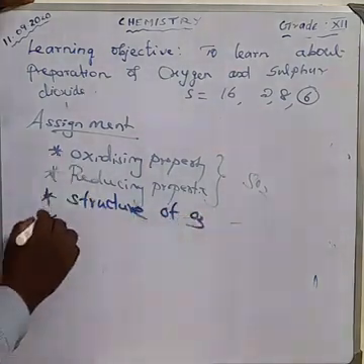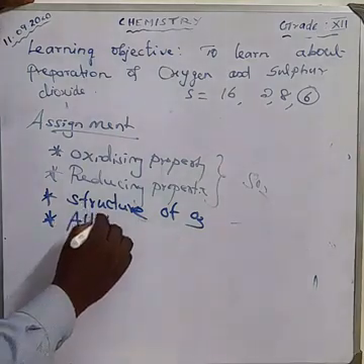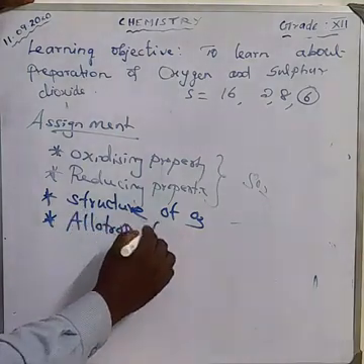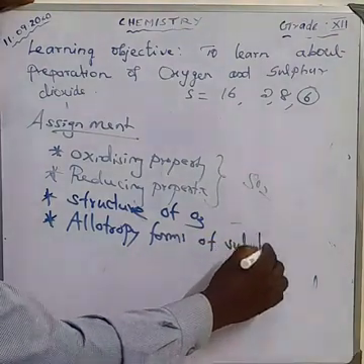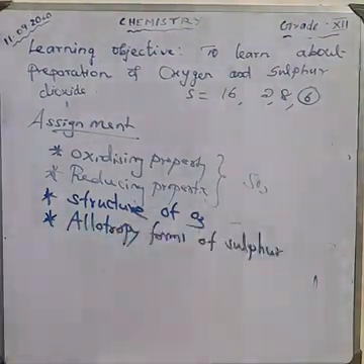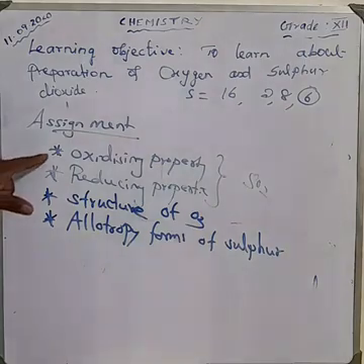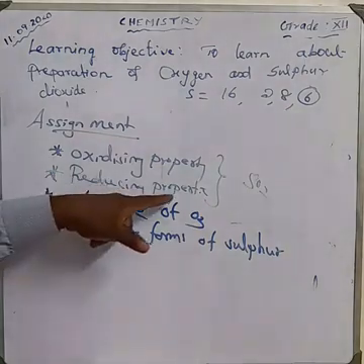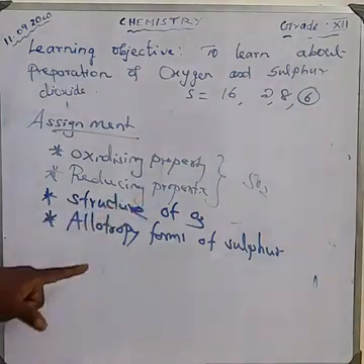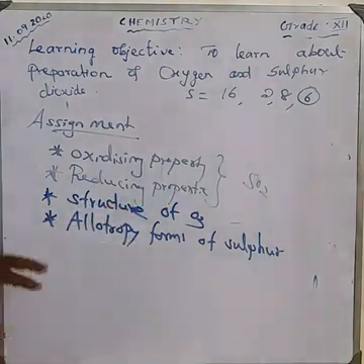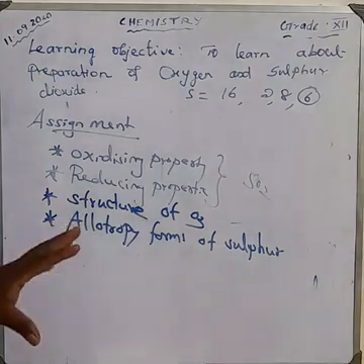Allotropic forms of sulfur. These are the three questions: the oxidation properties equation, the reducing properties, I think we have three equations, and the structure of ozone, that is two structures, and allotropic forms of sulfur. At least you should select any six points, that is enough.